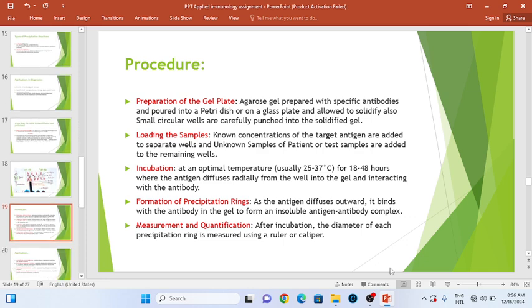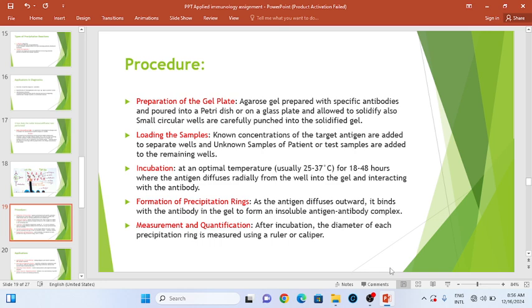There are procedures for how we perform radioimmunodiffusion. Procedure one is preparation of the gel plate. Here, agarose gel is prepared with specific antibody, put into a petri dish on a glass plate, and allowed to solidify. Also, small circular wells are carefully punched into the solidified gel.